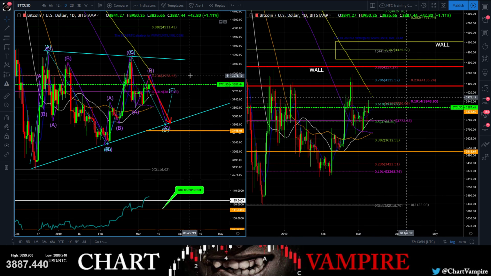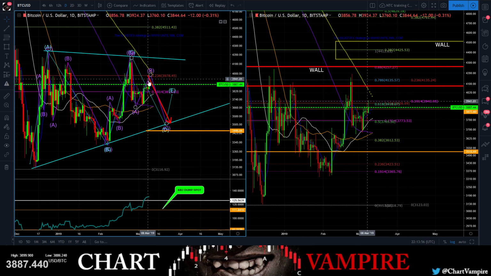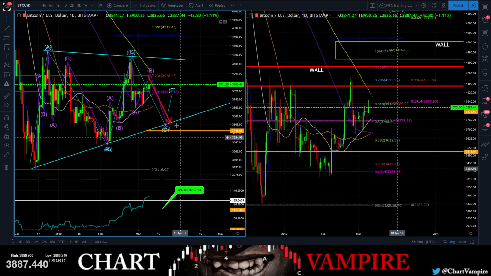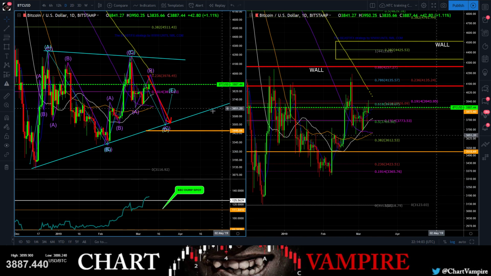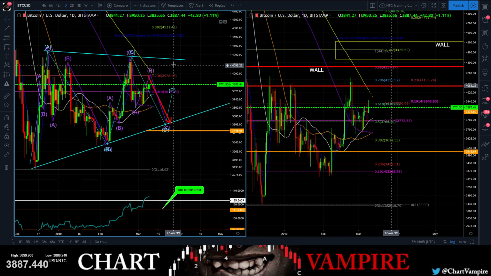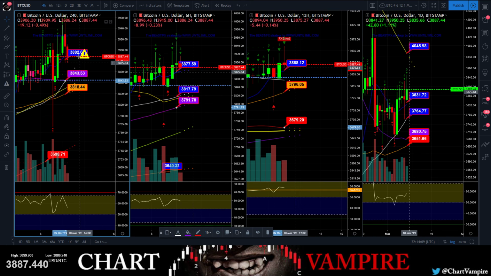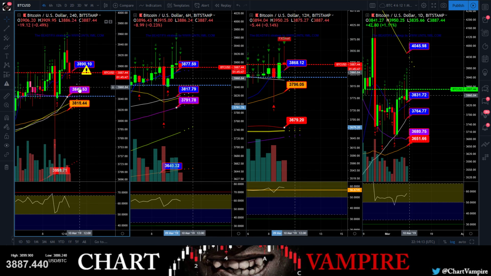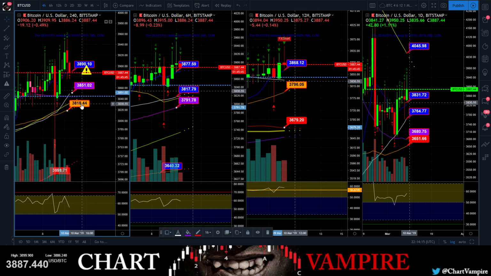Listen, I still thought we'd get a little bit higher here for sure, and it looks like we are topping out a little bit. I don't know if this is a temporary top out, but we do have 2 days and 2 hours left. This is kind of a critical move for me. The 4 hour is definitely in a pullback.